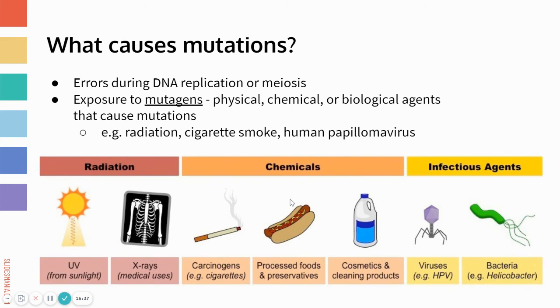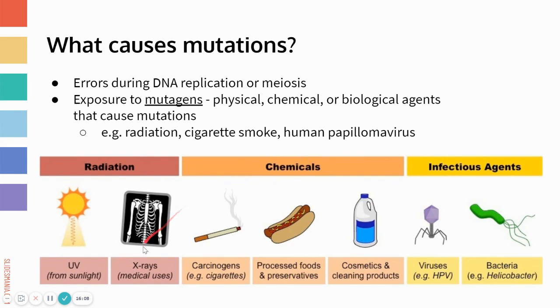But there are also agents that can come in different forms that cause mutations. And we call these agents mutagens. So mutagens are just things that cause mutations to happen more frequently. And so if you think about things that people might think of, UV radiation. That's why tanning is bad for you, because it damages your DNA and can cause mutations. And also carcinogens like cigarettes cause mutations as well.